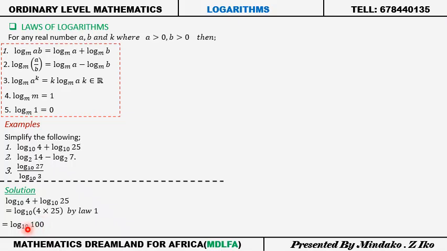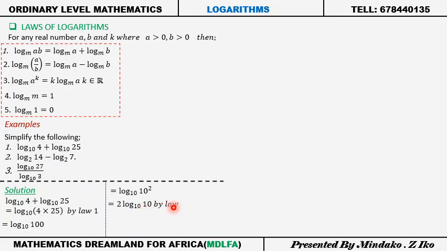10. I notice that we can actually write this 100 as 10 power 2, so that we can apply log 3. Okay, so at the end of the day, we are going to have log of 10 power 2 to the base 10, and we can actually apply log 3 here. We bring down the power, so that this power will be multiplied with the log. Okay, so at the end of the day, we are going to have 2 log of 10 to the base 10.